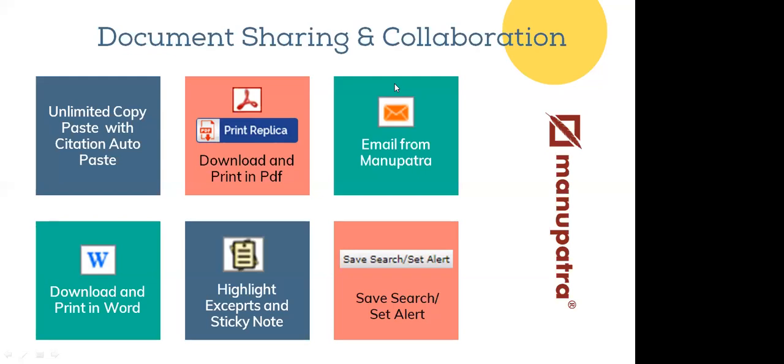Next is, Manupatra allows you to download for print in PDF, as well as you get the code copy of the judgment. Now, what is the code copy? I'll just show you on Manupatra right now. Next is, you can email from Manupatra directly. All you need to do is enter the email ID that you want to send to, and enter your own email ID from which you want to send. If you have a message to insert, add it. No attaching the documents, no download; the document will directly go as an attachment in the form of a mail. You don't have to do anything. The amount of research time this one feature reduces is completely mind-blowing.